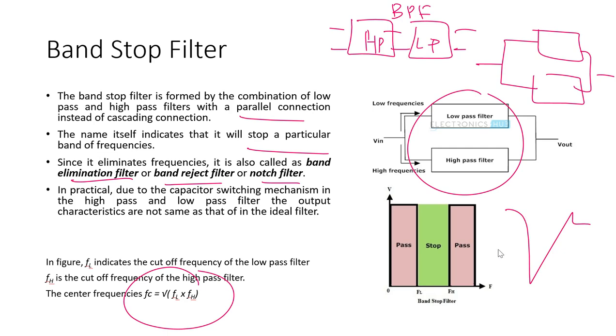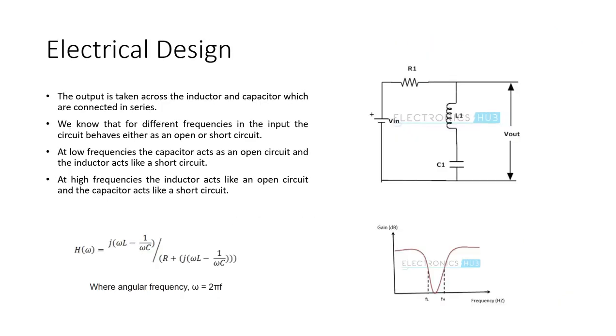Okay, in practical, due to the capacitance switching mechanism in high pass and low pass, the output characteristic might not be same as these steep lines, but rather would be something like this. So it will not be ideal filter. The electrical design is either that way, or we can also write it like this. We can draw it like this, that we are having resistance in series with inductance and capacitance.